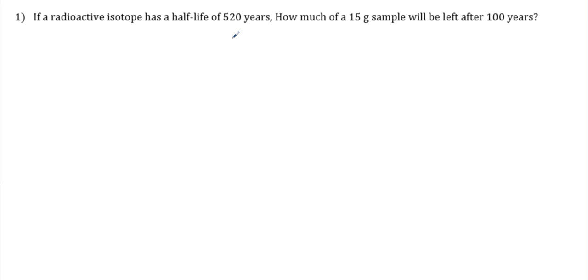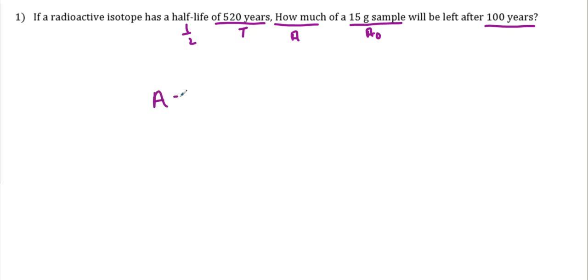So we have our initial amount, a sub 0, and we want to find out how much is left over. So that would be our a right there. And we have our big T, our rate, because it cuts in half every 520 years. But we only want to find what happens after 100 years. So we would set it up like this.